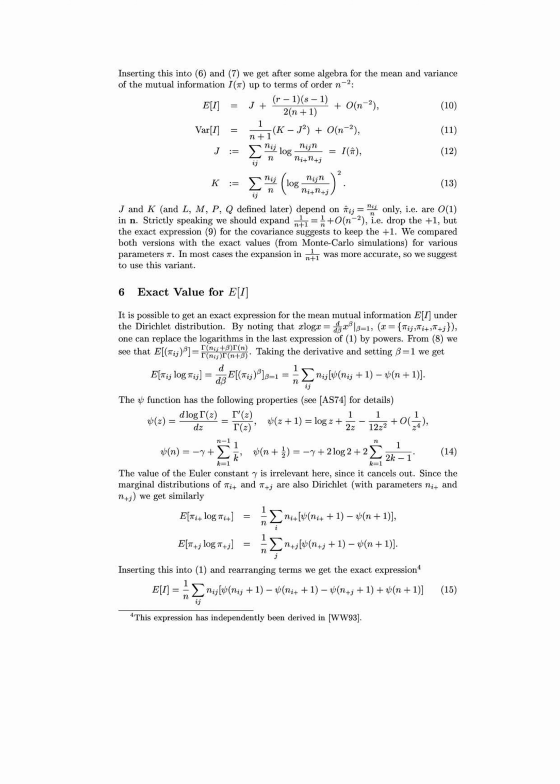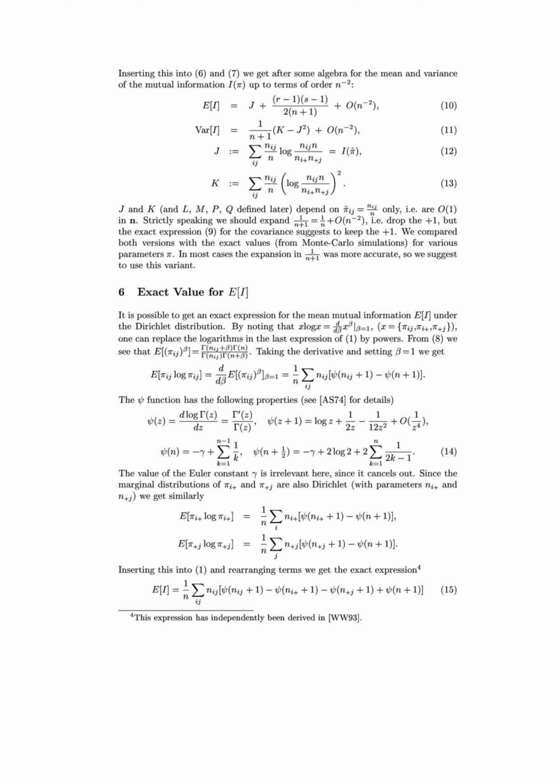Strictly speaking, we should expand in n + 1 to order n^-2, i.e. drop the plus 1, but the exact expression for the covariance suggests keeping the plus 1. We compared both versions with the exact values for various parameters π. In most cases, the expansion in n + 1 was more accurate, so we suggest using this variant.